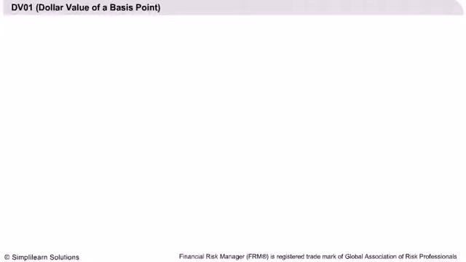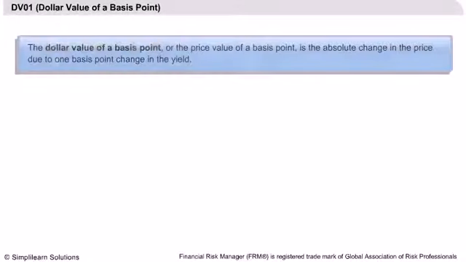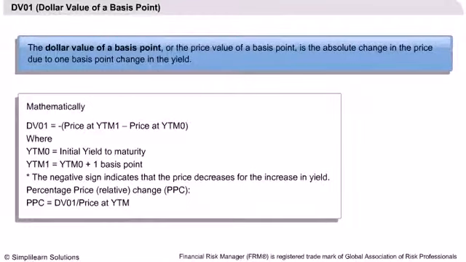DV01, dollar value of a basis point. Let us now learn about some of the sensitivity measures. DV01, or the dollar value of a basis point, is the absolute change in the price due to a 1 basis point change in the yield. Mathematically, it is the difference in the price of the bond at the yield to maturity, separated by 1 basis point. As we know that the price decreases with an increase in yield, we use a negative sign in the expression. This is an absolute measure.